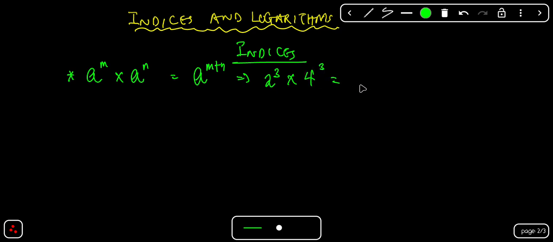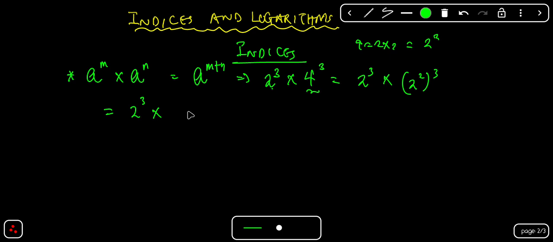Now, we can rewrite 4 in terms of 2. So that is 4 equals 2 multiplied by 2, which is equal to 2 raised to the power of 2. So we say this is 2 raised to the power of 3 multiplied by 2 raised to the power of 2, then raised to the power of 3. So this will be equal to 2 raised to the power of 3 multiplied by 2 raised to the power of 2 multiplied by 2 raised to the power of 2 multiplied by 2 raised to the power of 2. You can see it is raised to the power of 3.